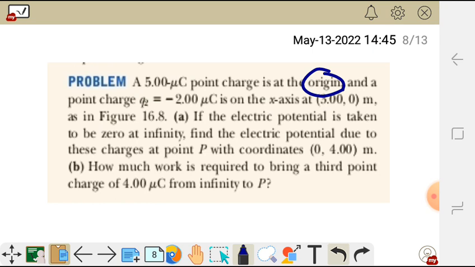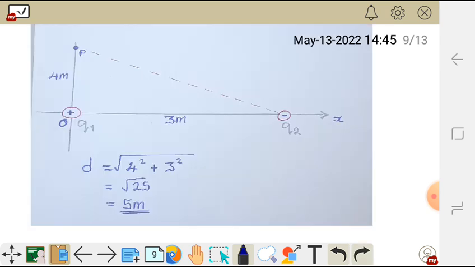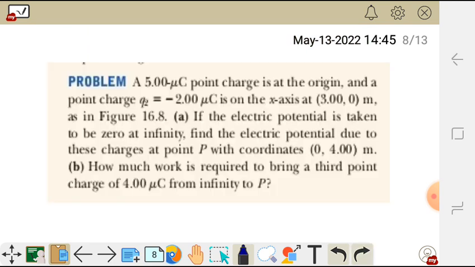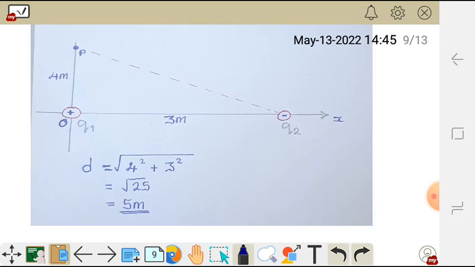And then from there, we have this other charge, Q2 at (3, 0), which is on the x-axis 3 meters away. So we're going to indicate that 3 meters away, Q2 there. And then the question is asking us to find the electric potential due to these two charges, Q1 and Q2, at point P. This point is on the y coordinate, which is (0, 4) meters. So you indicate that it is (0, 4), which is 4 meters away from the origin.